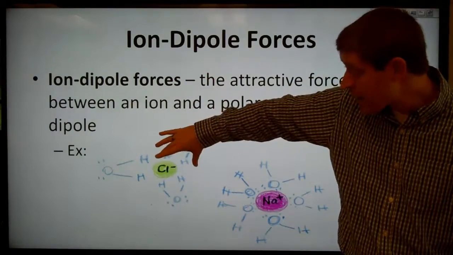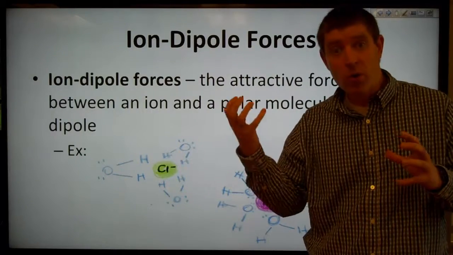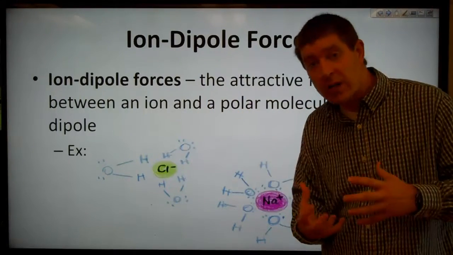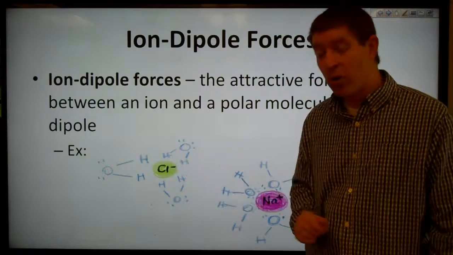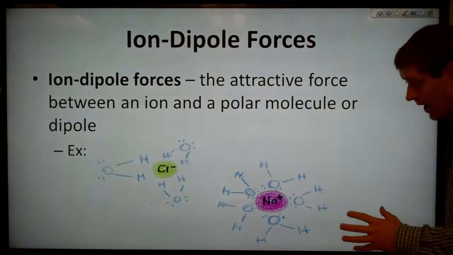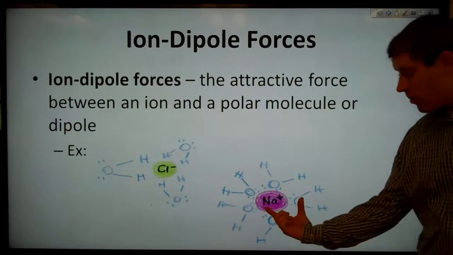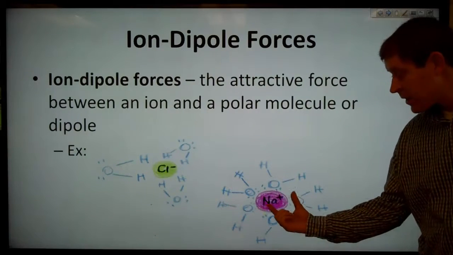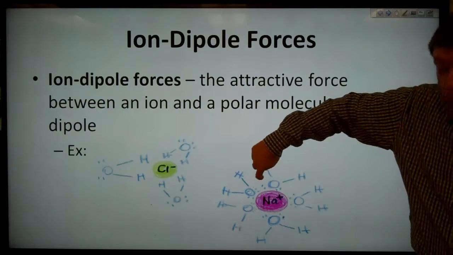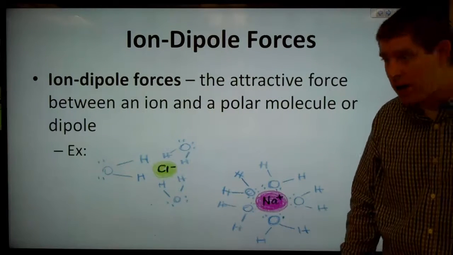The chloride ion has a negative charge, while the water molecule has a partial positive side. The hydrogen ends are going to point towards the negatively charged chloride ion. And over here, we're going to have the positively charged sodium ion with the negative ends of the water molecules pointing towards it. So here we have the oxygen side pointing towards the sodium, and there we have the hydrogen side pointing towards the chloride.